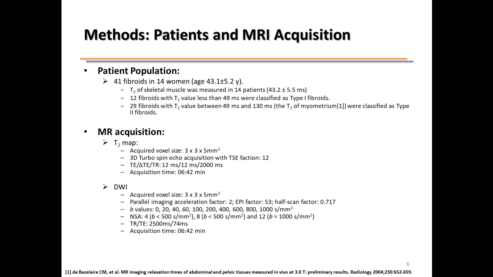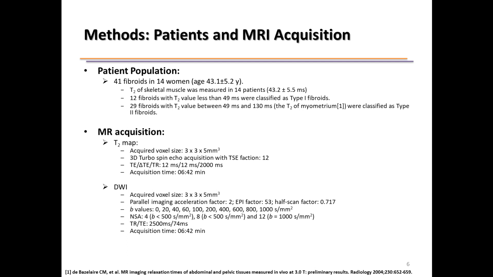To prove our hypothesis, we recruited a total of 14 patients with 41 fibroids in this study. For all patients, we collected both T2 map and DWI with the same image location and resolution at 1.5 T by Philips MRI scanner. Here are all the sequence parameters.